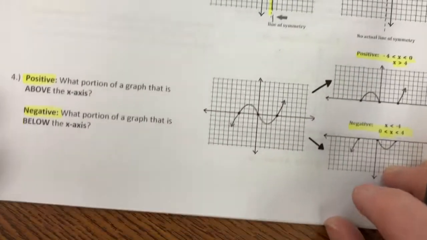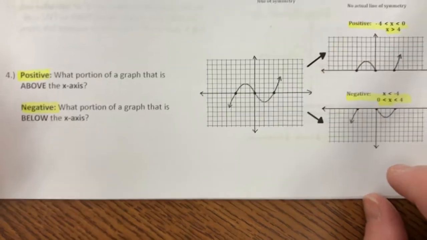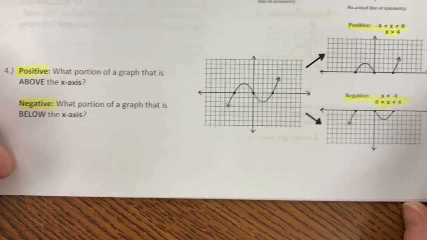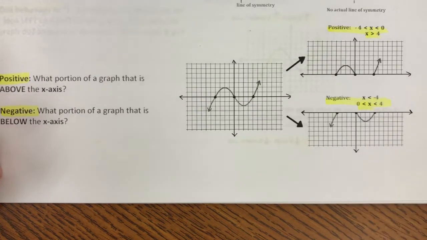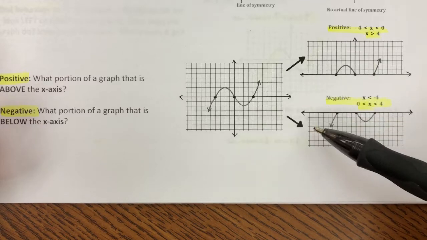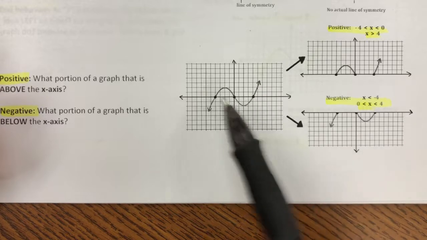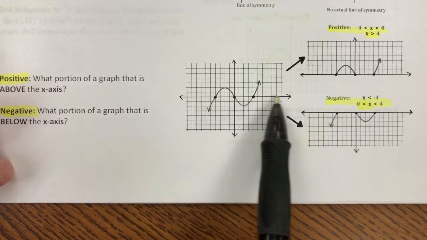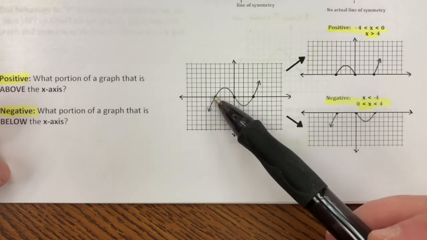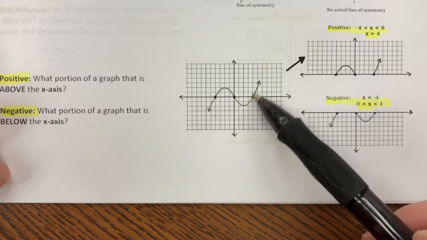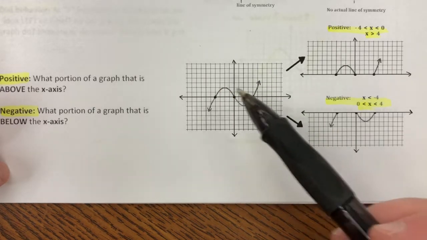Okay? Fourth thing we have to look at is positive and negative. What the heck does that mean? When you're looking at a graph, the positive portion of the graph is everything above the x-axis, and the negative portion of the graph is everything below the x-axis, right? So if the x-axis were water, everything positive is everything up above water. You can breathe, that's a positive, right? So everything up above water.